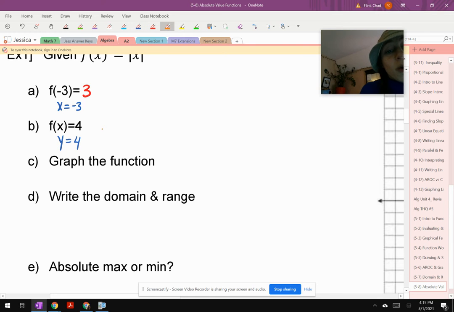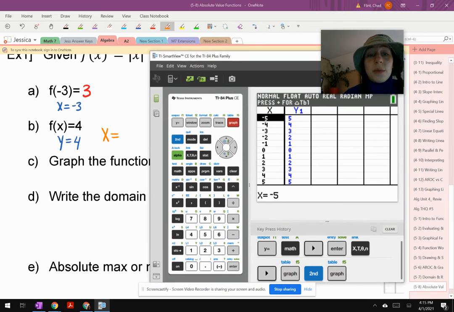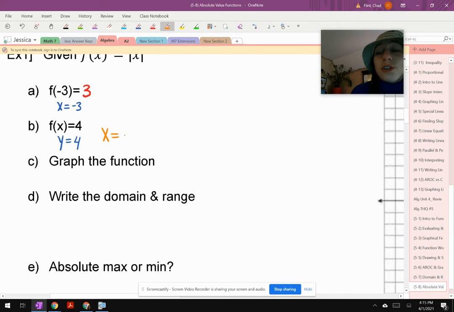Part B, this time giving me y equals 4 and wanting to know what the x values are. So what can I plug in and take the absolute value of and get 4 back? Well, negative 4, as you can see in my table right here, but not only negative 4, but also positive 4, because 4 and negative 4 are both 4 spaces from 0 on that number line. So this one is one of those questions that has 2 answers. X would be equal to 4, and x would be equal to negative 4.